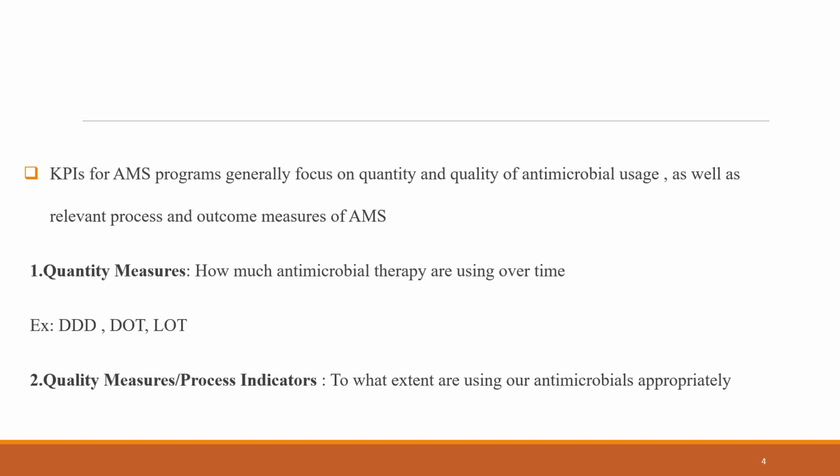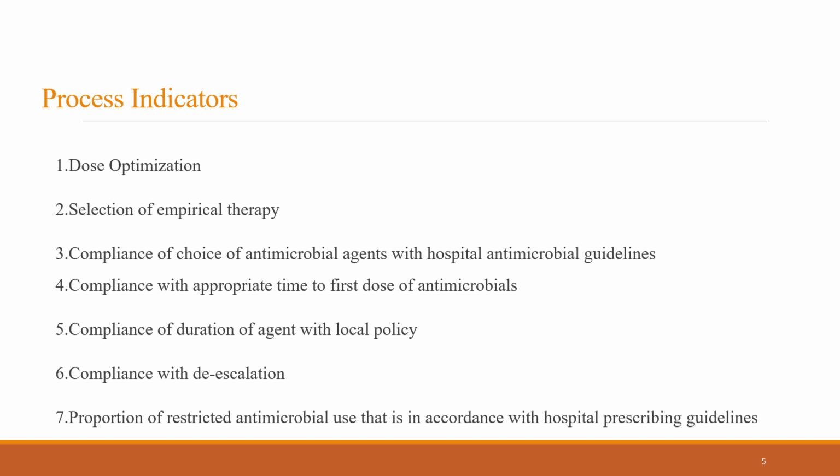The key performance indicators generally focus on quantity and quality of antimicrobial usage, as well as the relevant process and outcome measures. Quantity measures include how much therapy is being given or used over time, for example, defined daily doses, days of therapy, or length of therapy. Quality measures include to what extent our use of antimicrobials is appropriate. The process indicators include dose optimization, selection of therapy, compliance with the appropriate time and duration, de-escalation, and the proportion of restricted usage that is in accordance with the guidelines.